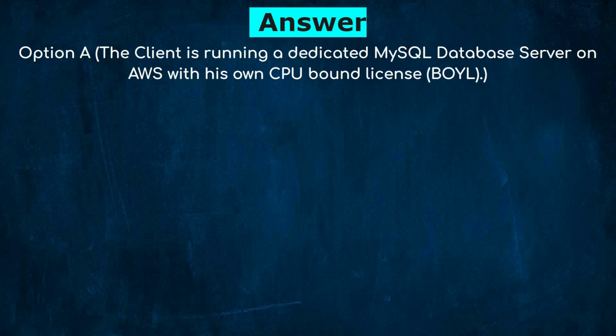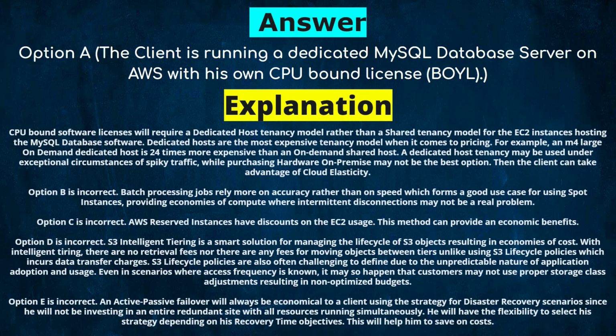The client is running a dedicated MySQL database server on AWS with its own CPU-bound license. Explanation. CPU-bound software licenses will require a dedicated host tenancy model rather than a shared tenancy model for the EC2 instances hosting the MySQL database software. Dedicated hosts are the most expensive tenancy model when it comes to pricing.